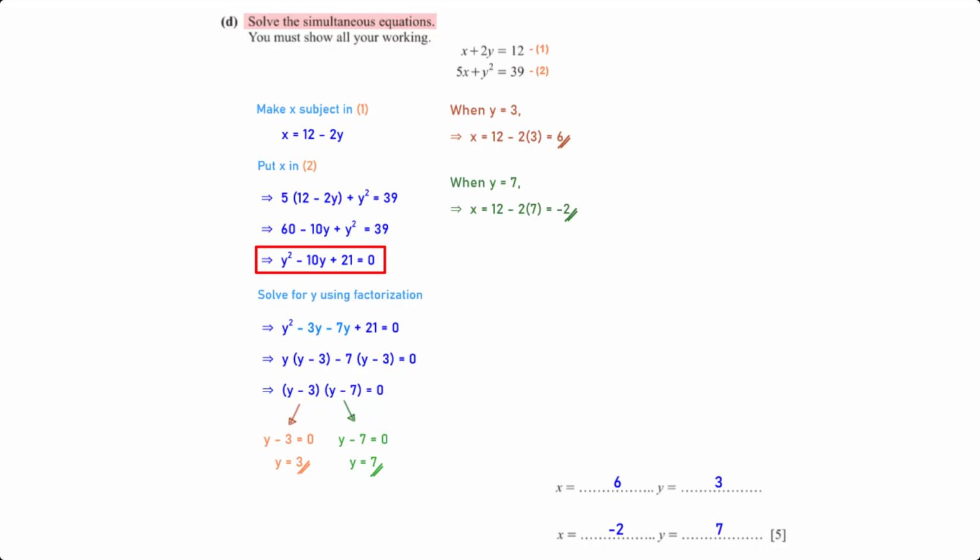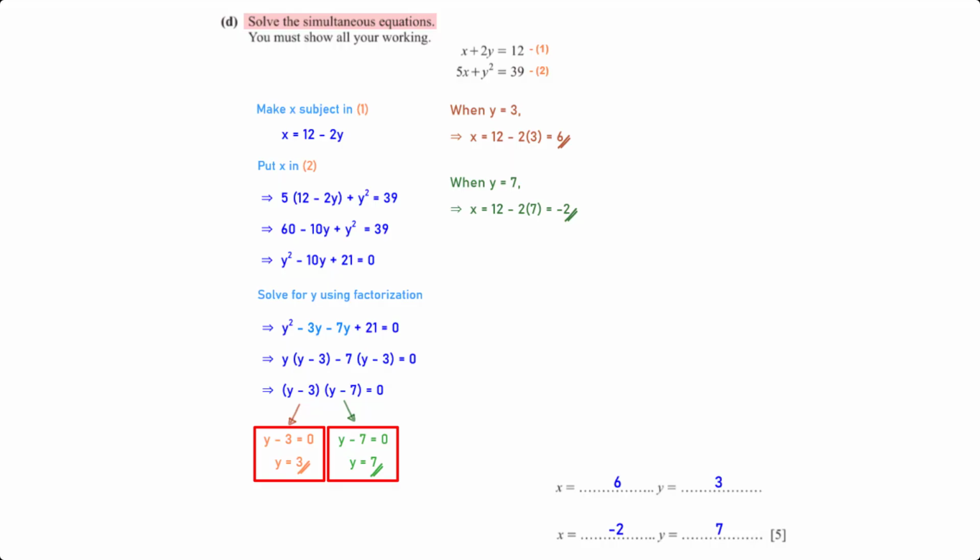We can rewrite minus 10y as minus 3y minus 7y. For the first two terms, when we factor out y, we are left with y minus 3. And for the final two terms, when we factor out minus 7, we are left with y minus 3. This can be rewritten as y minus 3 times y minus 7 equals 0. When we equate y minus 3 to 0, we get y equals 3. And when we equate y minus 7 to 0, we get y equals 7.